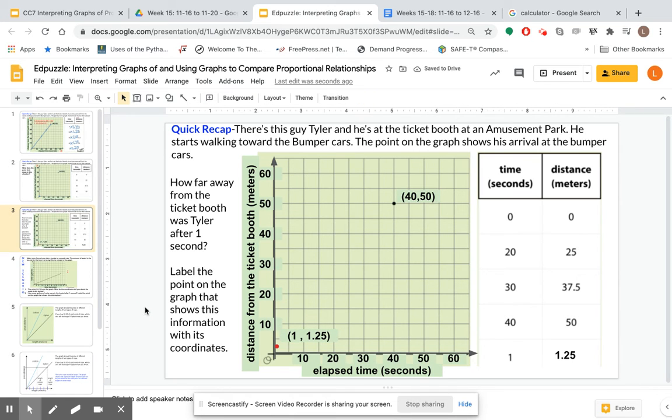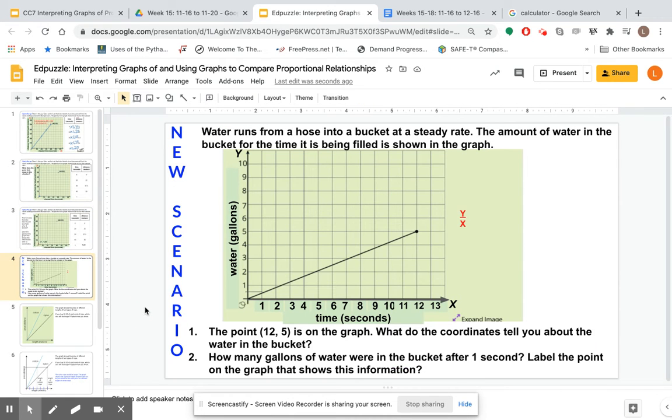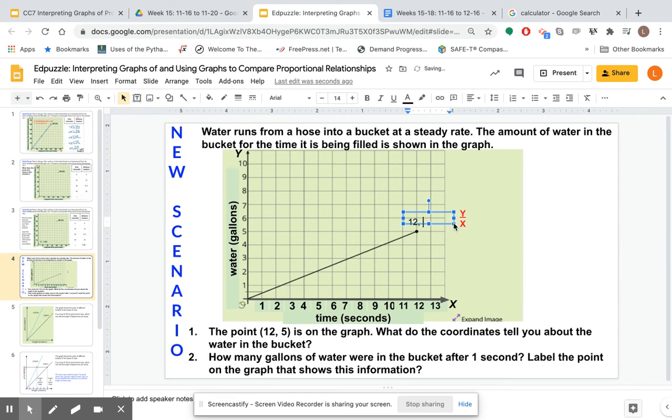All right, let's continue. All right, new scenario. Water runs from a hose into a bucket at a steady rate. Now the amount of water in the bucket for the time it is being filled is shown in the graph right there, okay? Problem one, they say the point (12, 5) is on the graph. What do the coordinates tell you about the water in the bucket? So if I look over here at this point, this is the point (12, 5), okay?